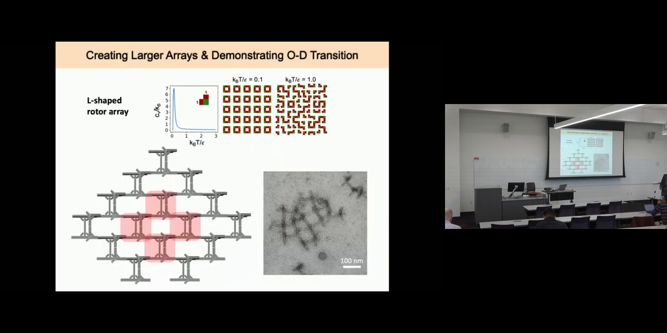The second thing we want to do is create bigger lattices. Our collaborator has come up with a very cool design of how to convert that same structure into a 2D lattice. He's starting to get some promising results, but it's tough to assemble these things, so they're trying to come up with approaches to self-assemble these.